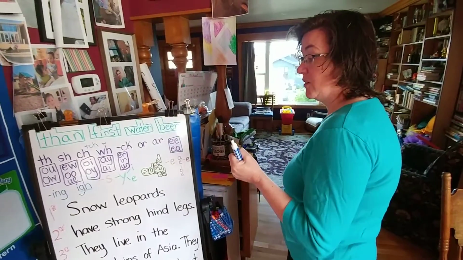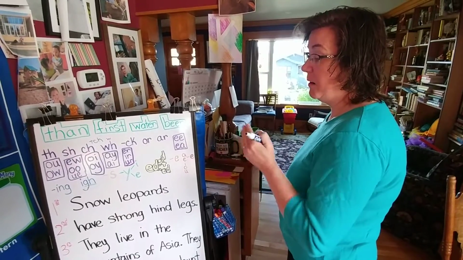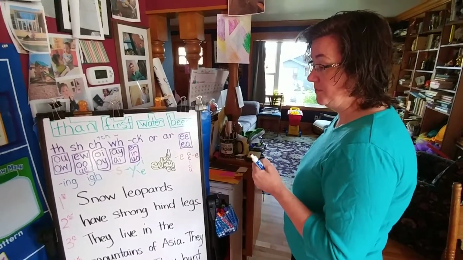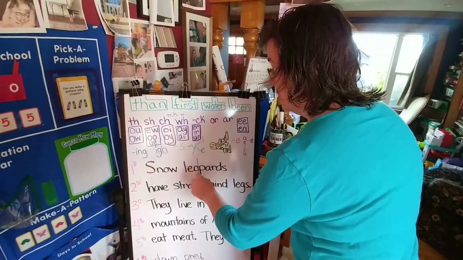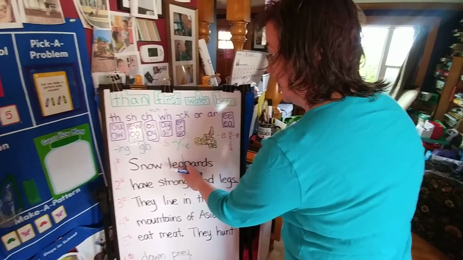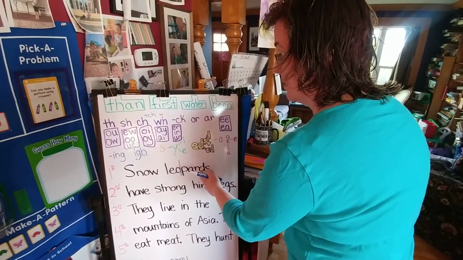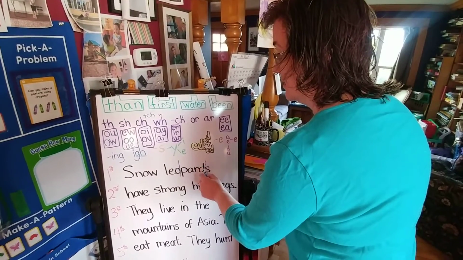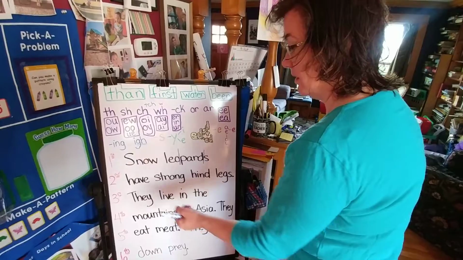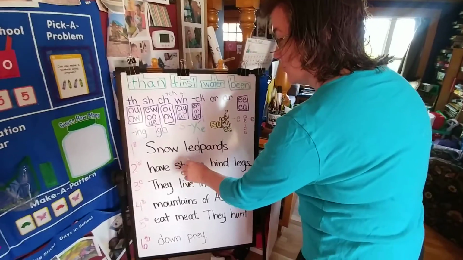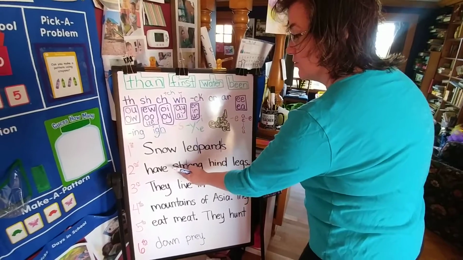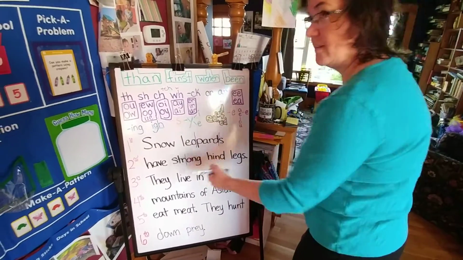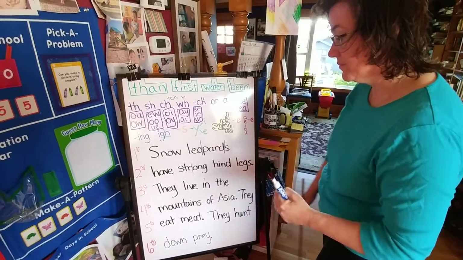Good readers break words into parts. They read the parts to read the word. Okay? Let's check the long words. Leopard. Leopards. Going down here, we have strong. Let's say it fast. Strong.